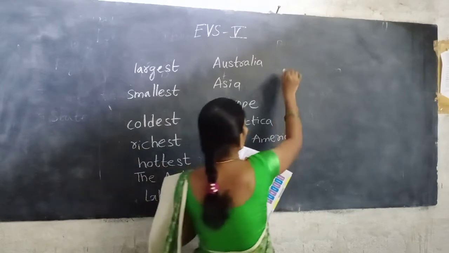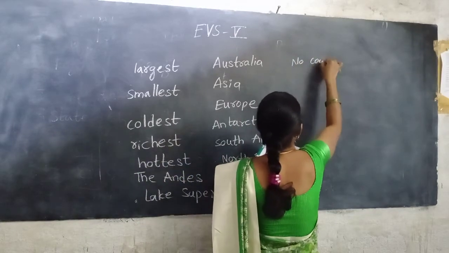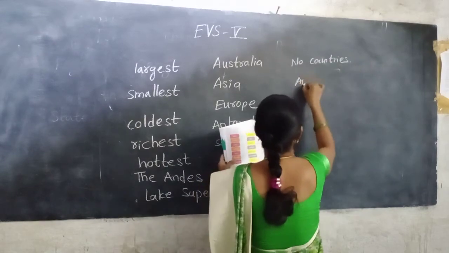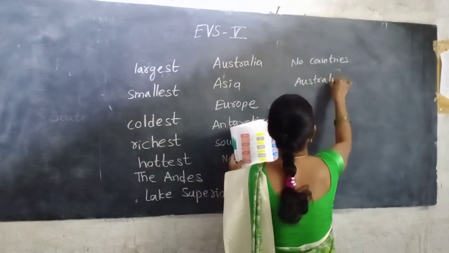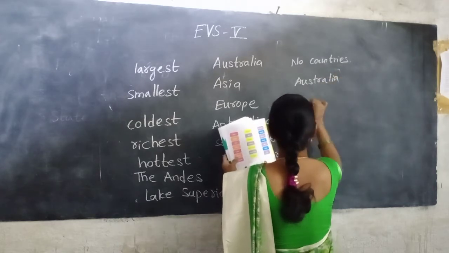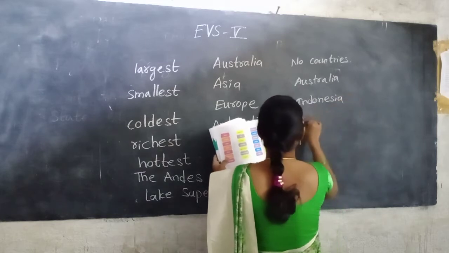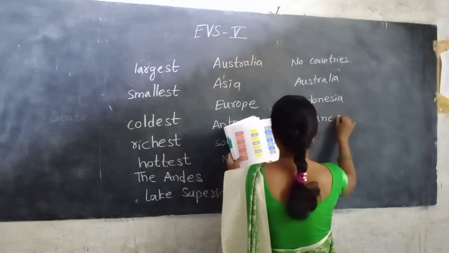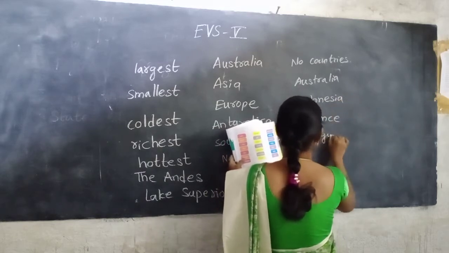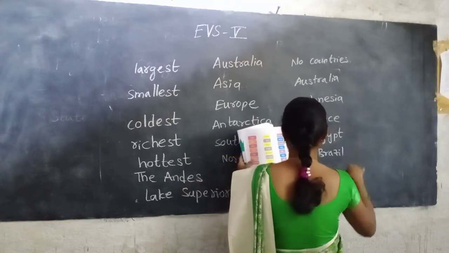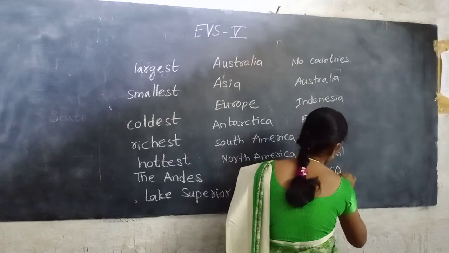Here, no countries: Australia, Indonesia, France, Egypt, Brazil, USA. These are the countries.